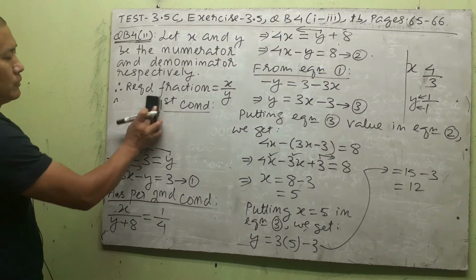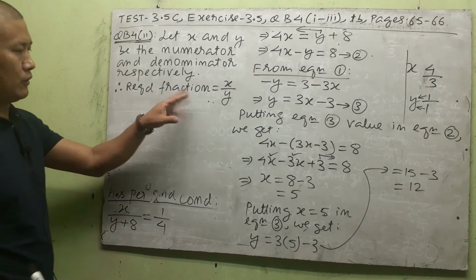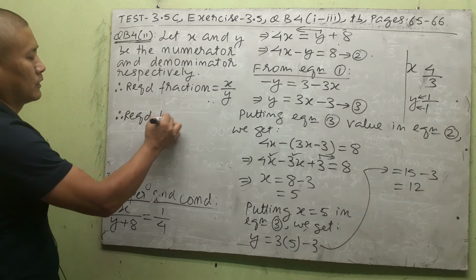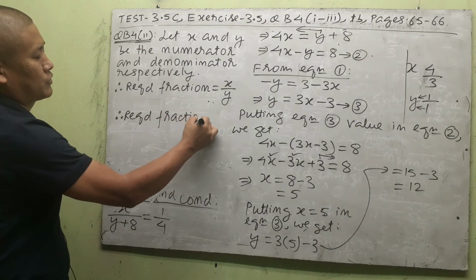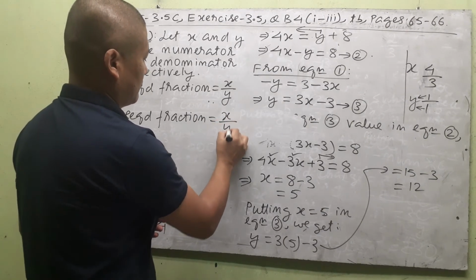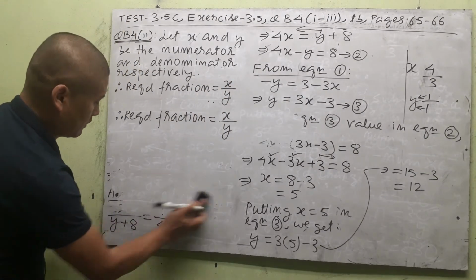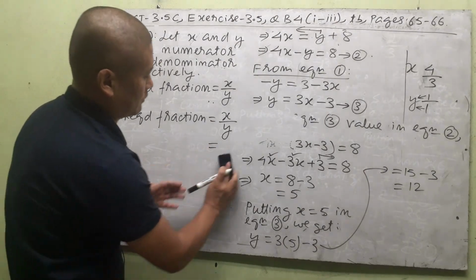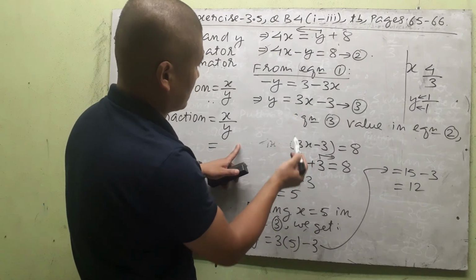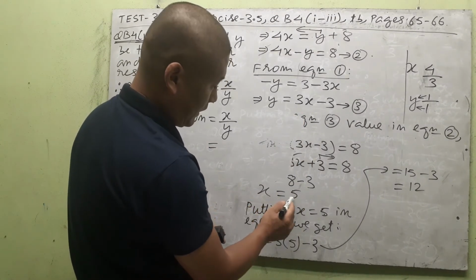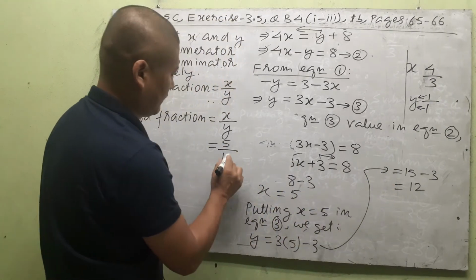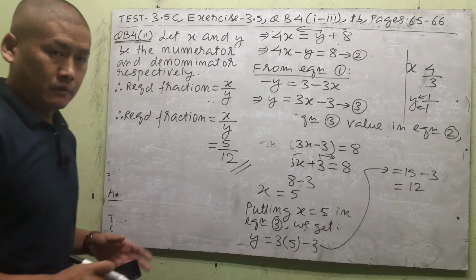So go back to the beginning to answer the question. They're saying find the required fraction. So therefore we write here required fraction, the final step answer. We put it as x by y in the beginning, so that will be equal to x is here. Just now you got your x equal to 5, right? So we write 5 and y equal to 12. So here 5 by 12 is the required fraction.